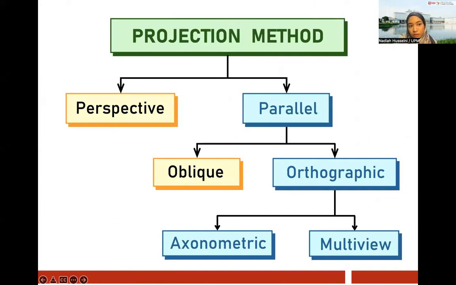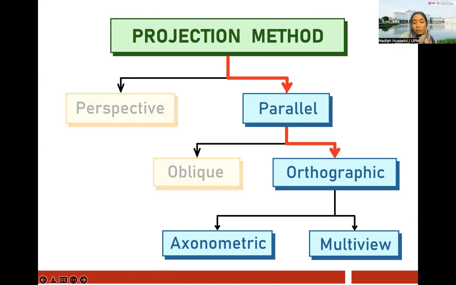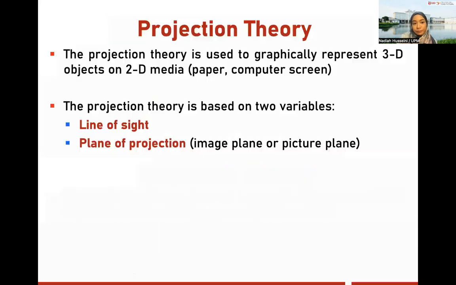So again, there are two types of projection method. One is parallel. Parallel means selari. Perspective is yang macam 3D tu lah, nampak macam 3D. Ada angle-angle semua. And under parallel, we have oblique and orthographic. Under orthographic, we have axonometric and also multiview. What is multiview and what is axonometric?